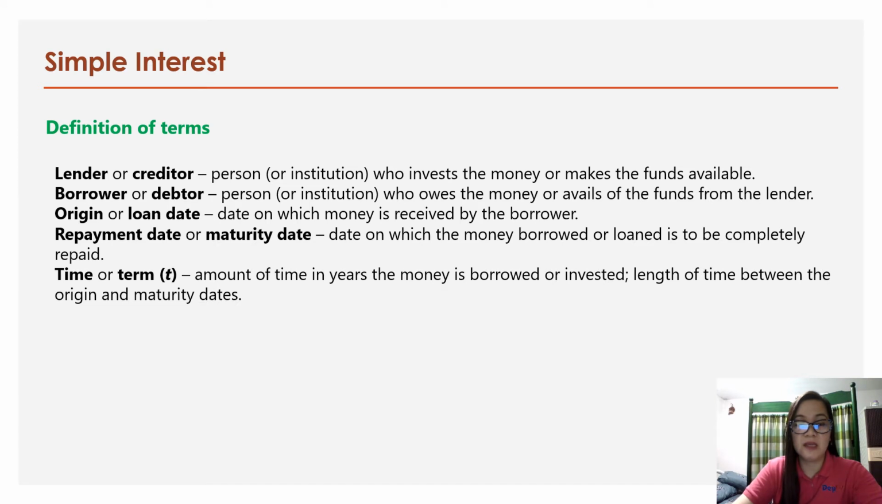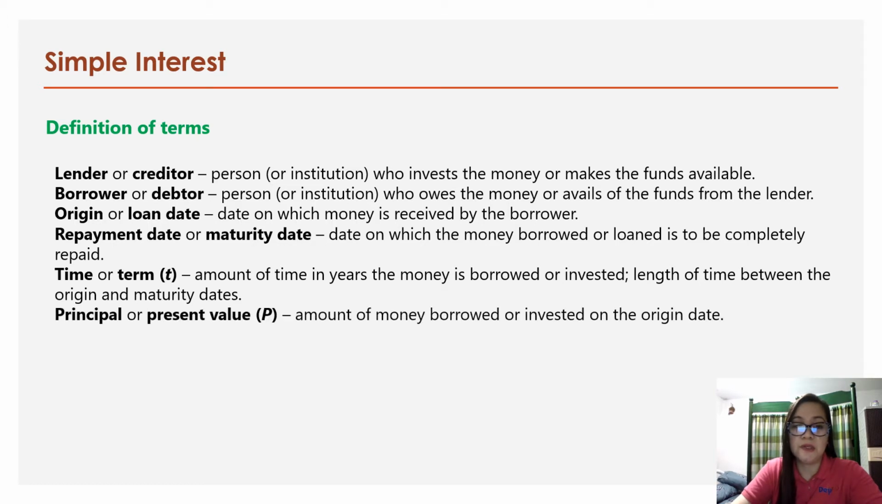Next, we have here the time or term, which is denoted by small letter t. It is the amount of time, in years, in which the money is borrowed or invested. Length of time between the origin and the maturity dates. Another is the principal, or what we call the present value, which is denoted by big letter P. It is the amount of money borrowed or invested on the origin date.